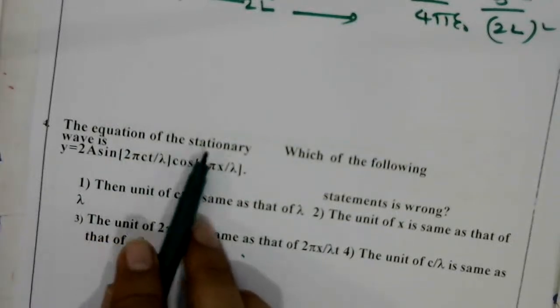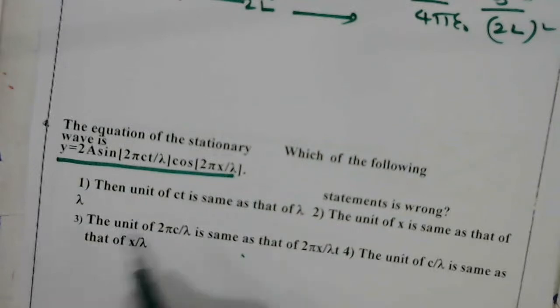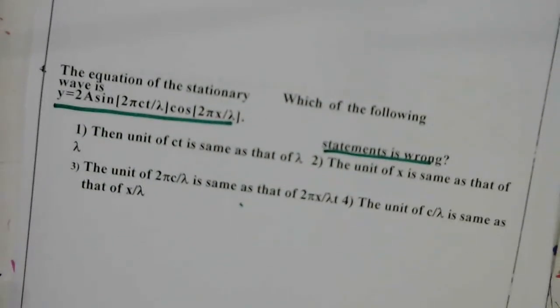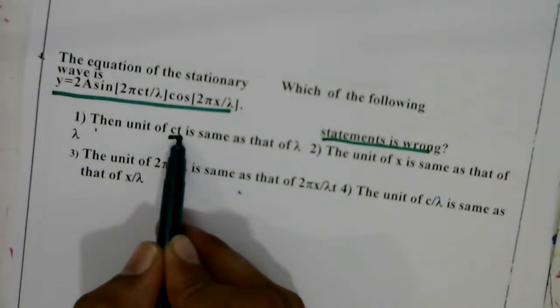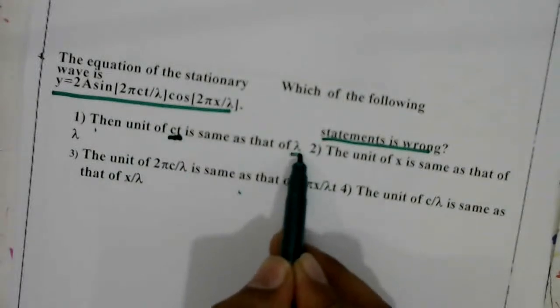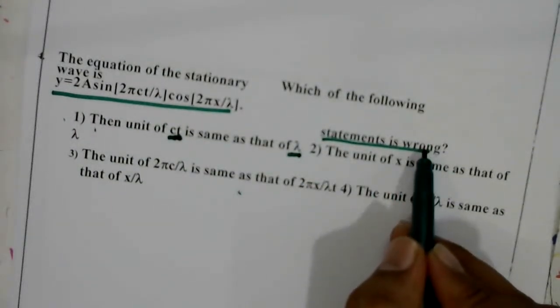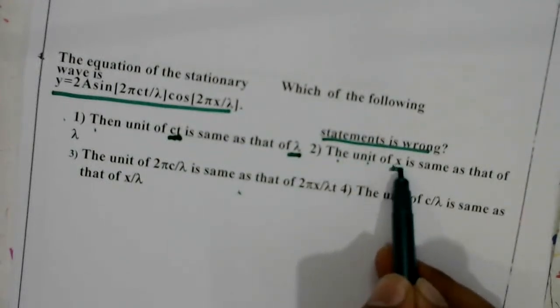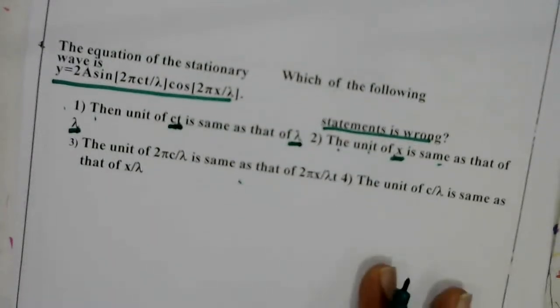And the equation of the stationary wave, which of the following is wrong? The wave equation is given. The wrong statement is what? The unit of ct, speed into time, is distance. Distance dimension formula is meter. Wavelength dimension formula is also meter. It's correct. And they asked for the wrong statement. The unit of x, meter, is the same as that of wavelength. That is also meter. Second option is also correct.